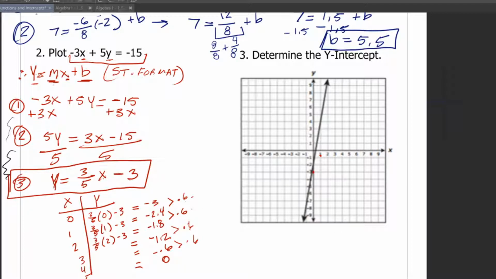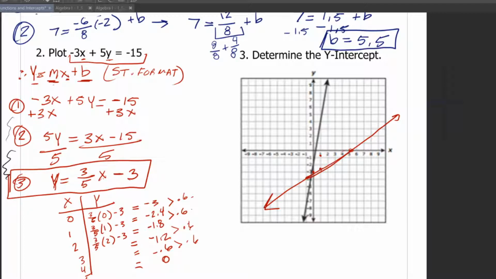So if we're going to plot that, x equals 1, y equals negative 2.4. And then we're going to skip to x equals 5, y equals 0. Just so you see the general trend of the plot. Something like that.